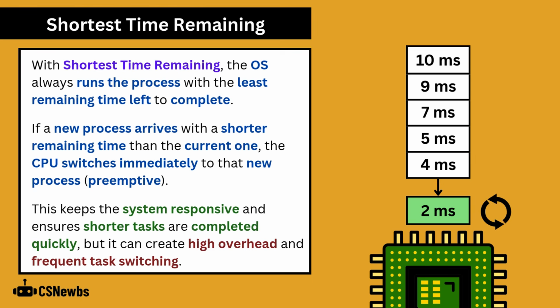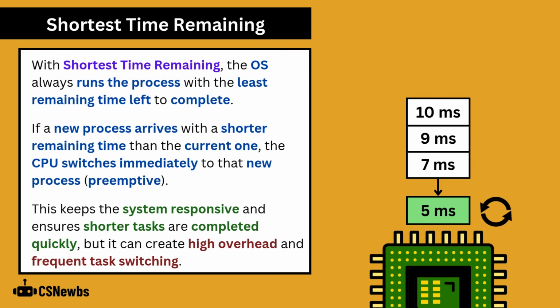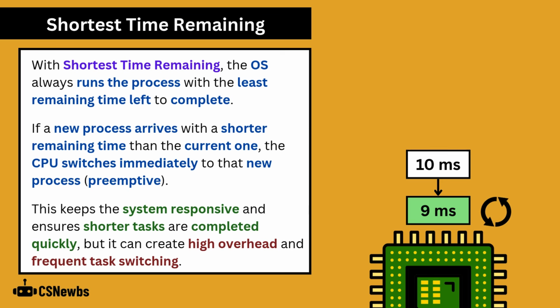With shortest time remaining, the operating system always runs the process with the least remaining time left to complete. If a new process arrives with a shorter remaining time than the current one, the CPU switches immediately to that new process, and that is called being preemptive. That is the main difference between shortest job first and shortest time remaining. This algorithm keeps the system responsive and ensures shorter tasks are completed quickly, but it can create high overhead and frequent task switching.